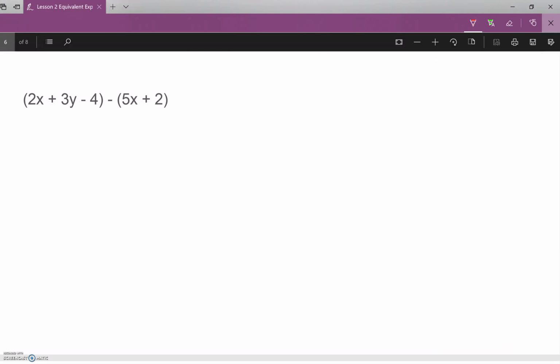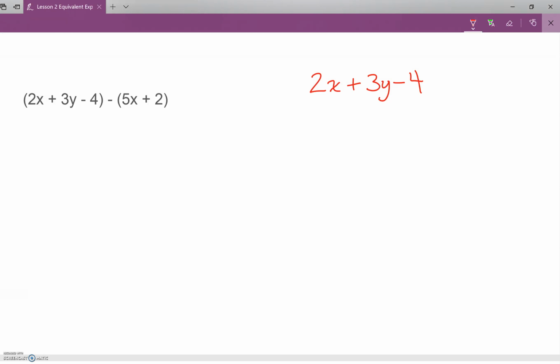So let's stack up our terms. 2x, writing the first expression here, 3y minus 4, and we're going to stack the other expression under it. So here's our second expression. Line up your terms. It's going to be 5x plus 2. Now line up the 2 with your 4 because it's just an integer, it's just a constant term. And then there won't be anything here underneath the 3y, it's going to be empty. That's okay.